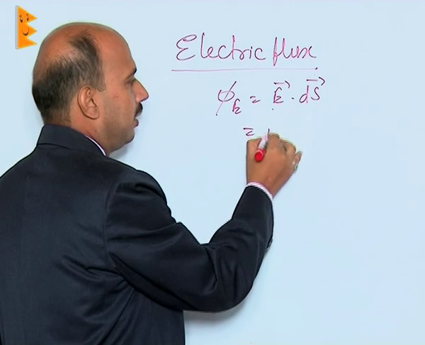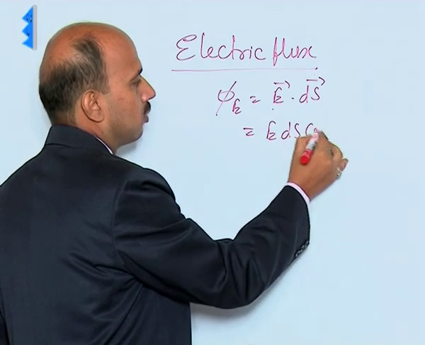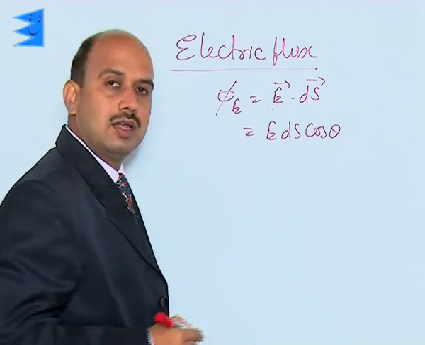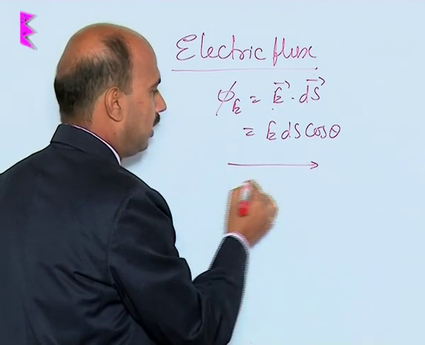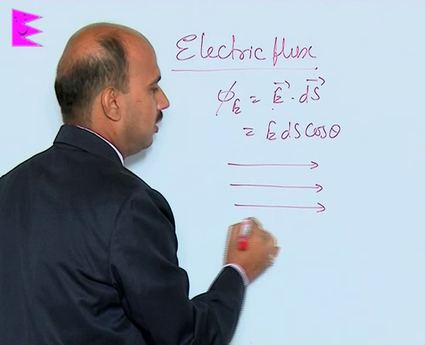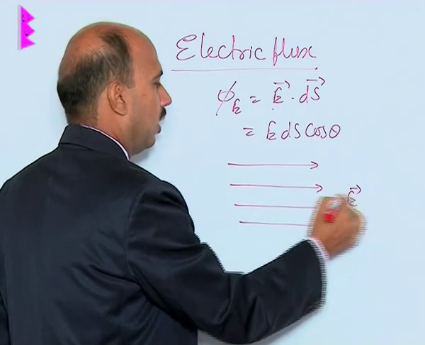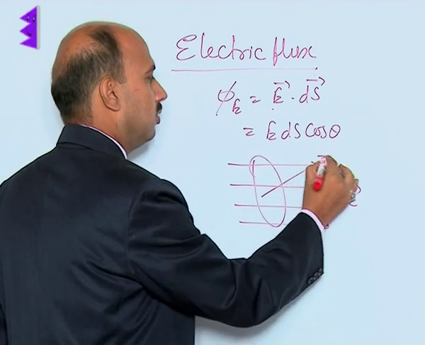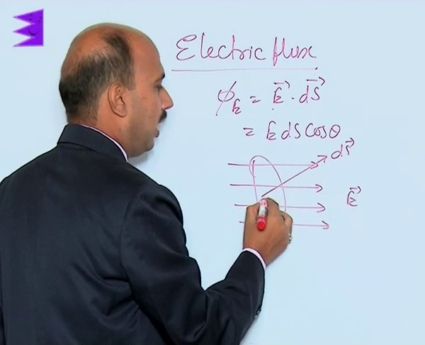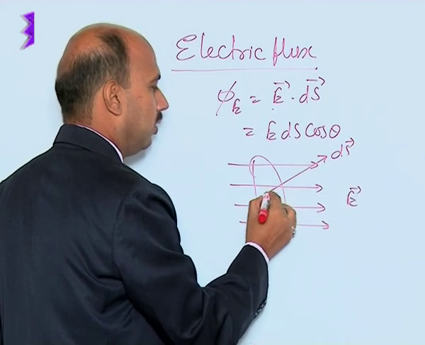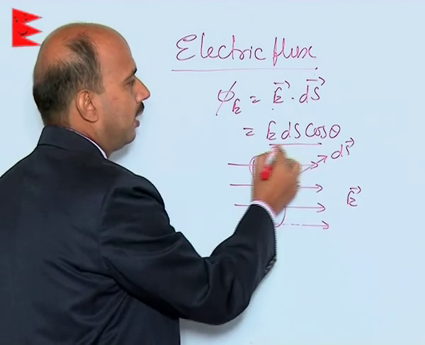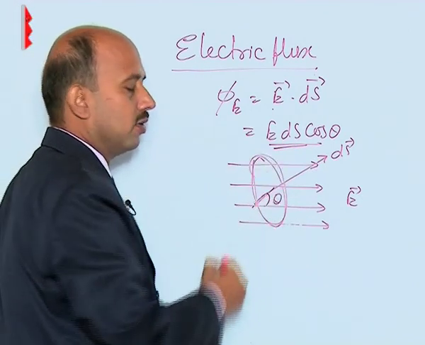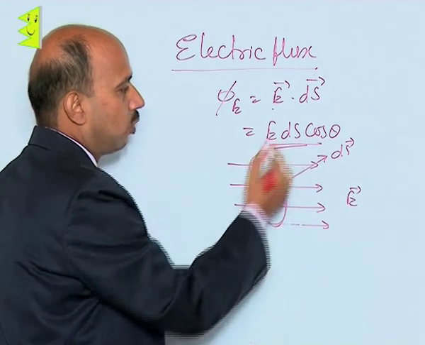So we can write E dS cos theta, where theta is the angle between the area vector and the electric field intensity. Suppose you have taken the electric field intensity like this and the area vector, this dS, is to this side, and this angle is theta. Then we can write the flux through this area as E dS cos theta.